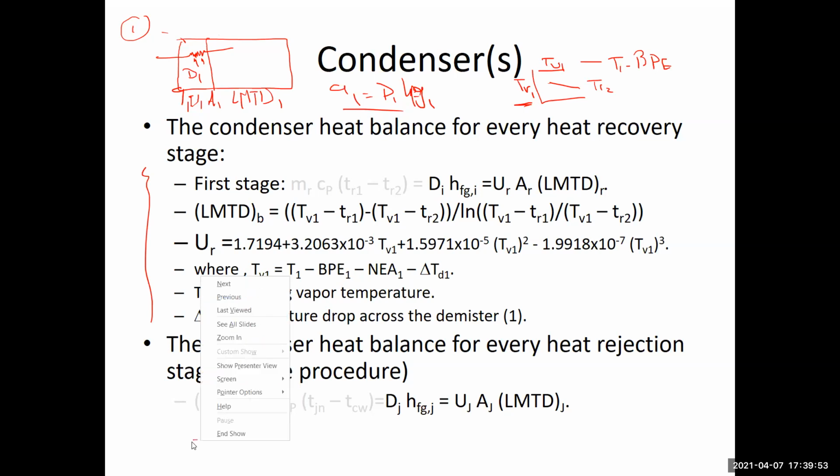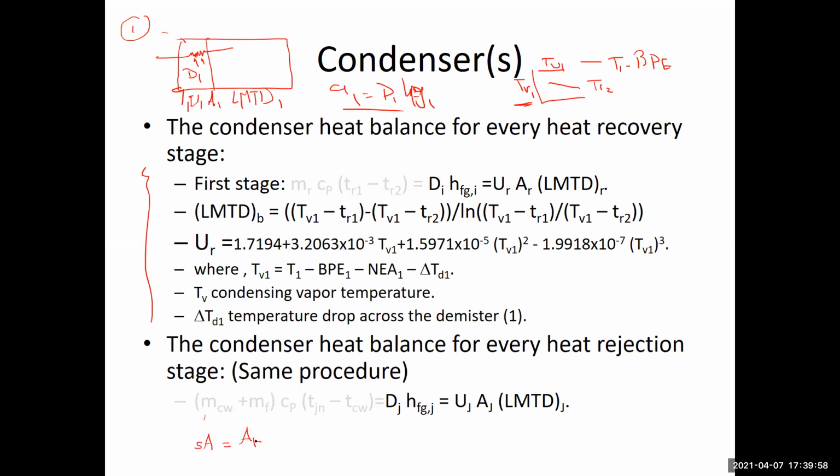If at the end I'm looking for the specific heat transfer area, I would say that this is area of the brine heater plus A1 into N minus J. N is the total number of stages, J is the number of stages in the heat rejection section, plus A of the heat rejection section, NA1 in the heat rejection section multiplied by J, number of stages in the heat rejection section. This is going to be the total surface area needed in the plant divided by M dot distillate. So that will get us the specific heat transfer area.